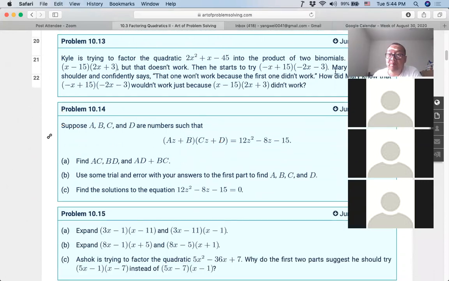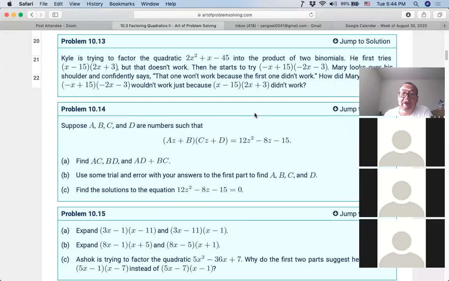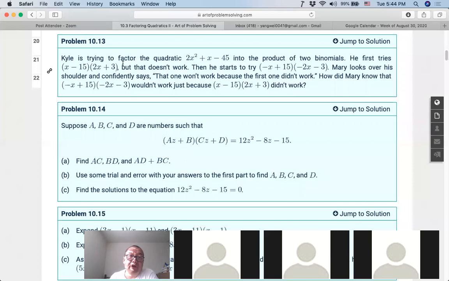This one, 10.13. This problem says Kyle is trying to factor the quadratic 2x squared plus x minus 45 into the product of two binomials. He first tried (x minus 15) times (2x plus 3), but that does not work. Then he tries (negative x plus 15) times (negative 2x minus 3).